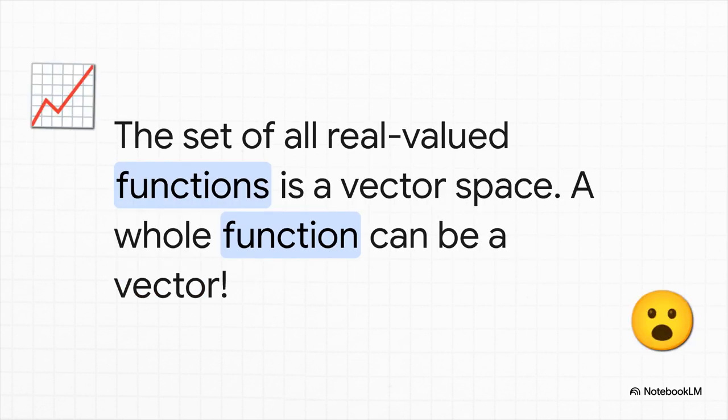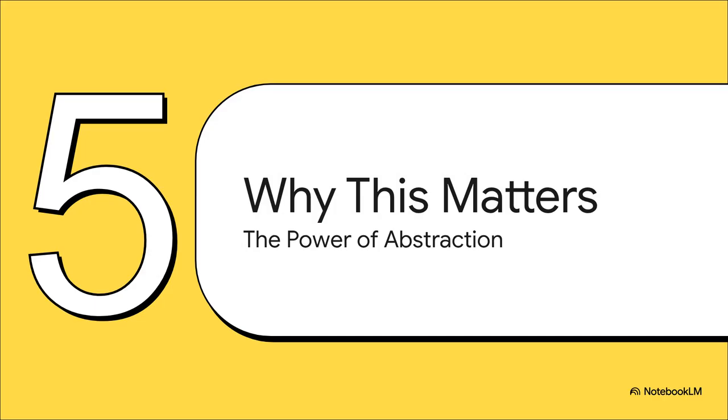But this is the one that really gets me. The set of all real valued functions, that's a vector space. This means an entire function, something like sine of x, can be treated as a single vector. We've come all the way from a simple arrow to this. It's just mind-blowing.